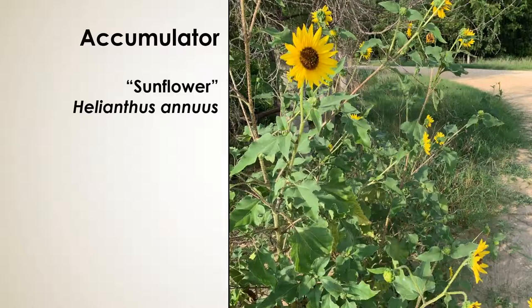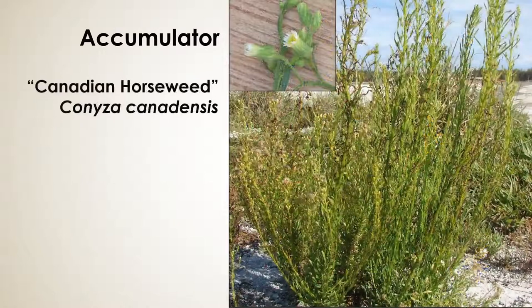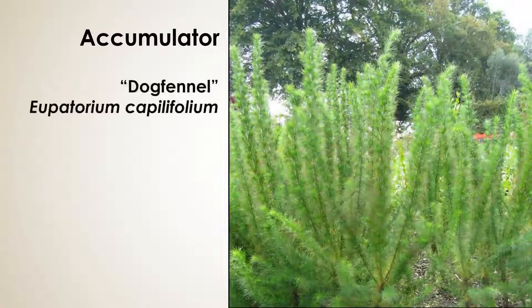Sunflower is an accumulator of nickel. It gets pretty big if you have enough of this, and it's planted pretty densely. This might be one to test out with research. I don't know the processes for reclaiming that nickel after they harvest the material, but I wonder if some of these could be used in local research on phytomining. There's that horseweed again. Dog fennel.